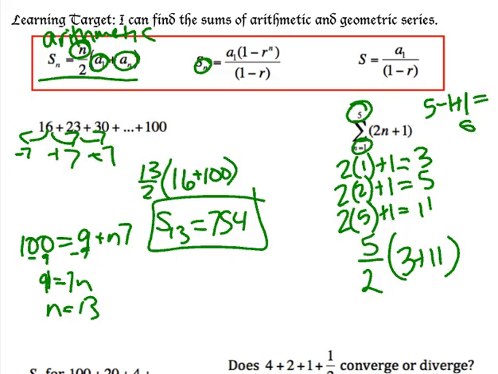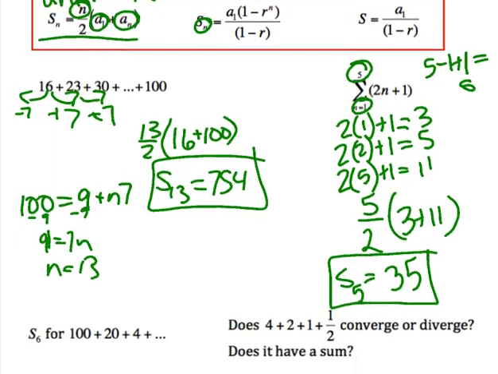So it's 5 over 2 times 3 plus 11. So 3 plus 11 times 5 divided by 2. We get 35 for our summation. S sub 5 equals 35. The sum of the first 5 terms is 35. That's what they're asking for.